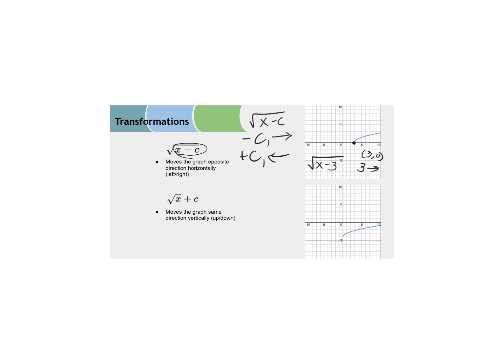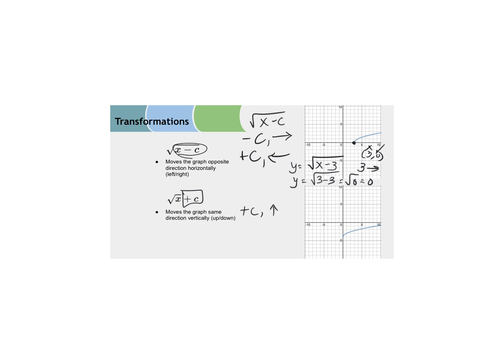The reason it does the opposite is, let's plug in this x coordinate and see what happens. If I plug in 3 into 3 minus 3, I get the square root of 0, which is 0. And so that makes sense for my y coordinate. So we have to counteract what's happening to x, which is why it's always the opposite.